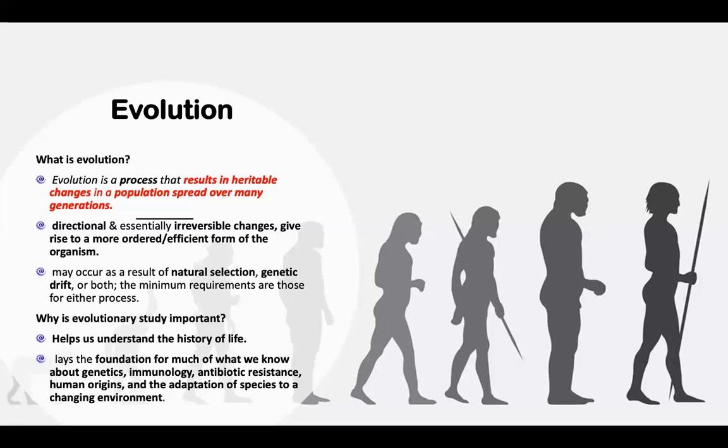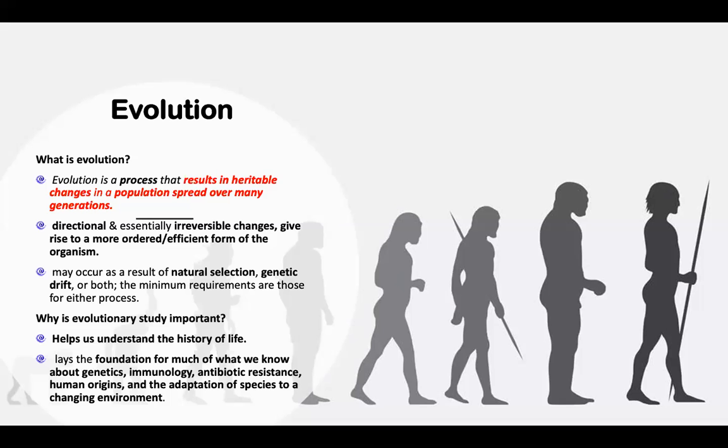As you can see with how humans have evolved, we have become more and more organized, efficient, and superior compared to our ancestors. This may occur as a result of natural selection, genetic drift, or both. So it can be because of stresses, environmental factors, or just by chance. It could be either of these or both, but these are the minimum requirements for the process. So why are we very interested in studying evolution and evolutionary process?